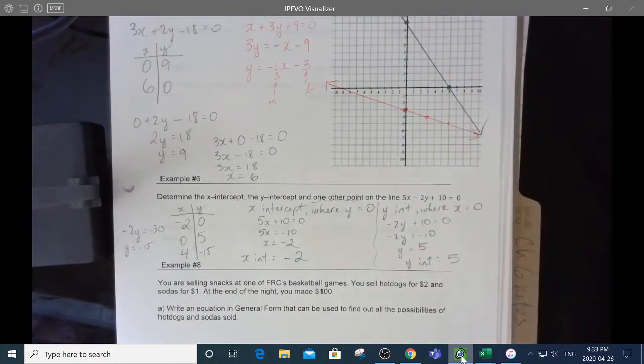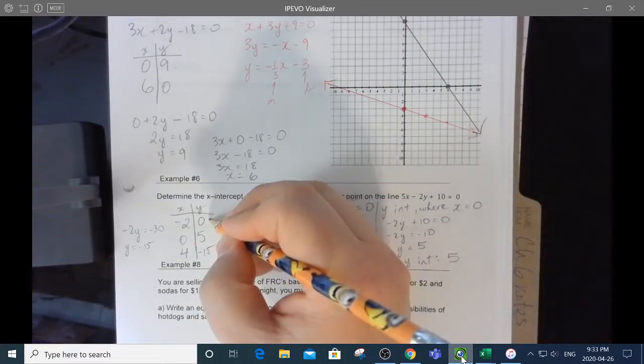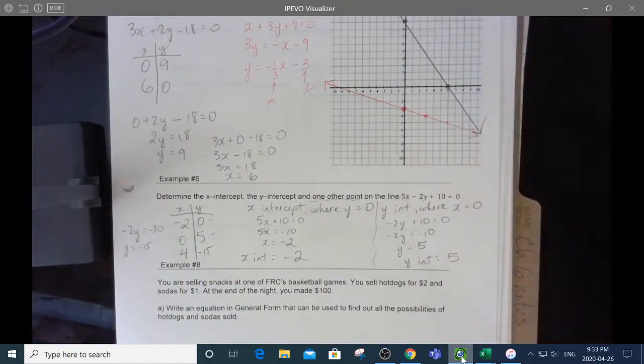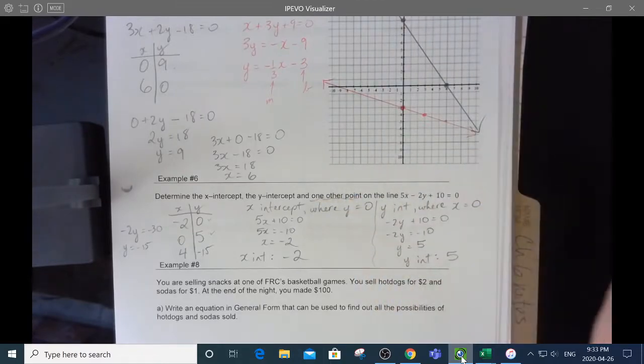Of course, I have an infinity of points to choose from. This has to be my x-intercept. This has to be my y-intercept. This, of course, could be any one of an infinity of points because it just says one other point. It doesn't say specifically where it is.